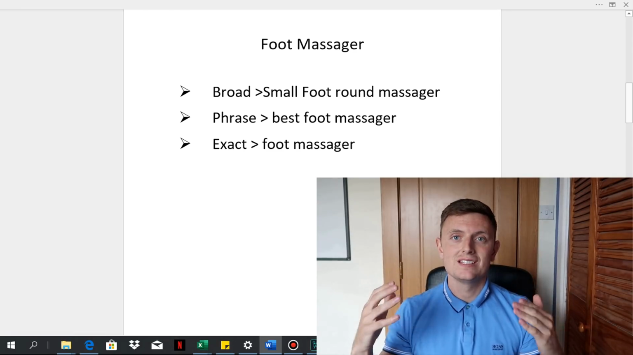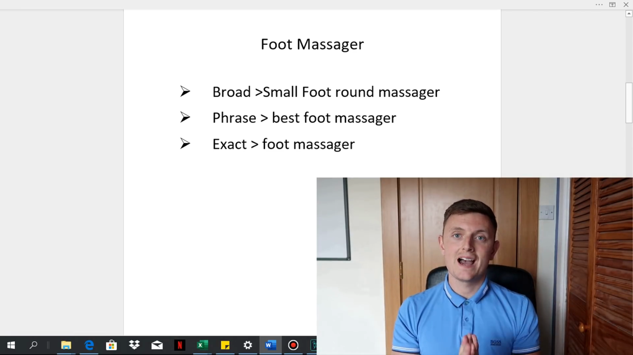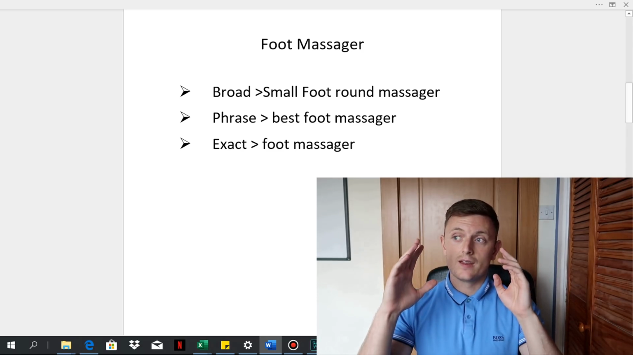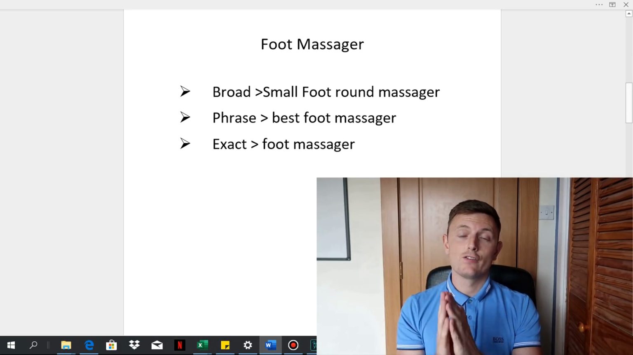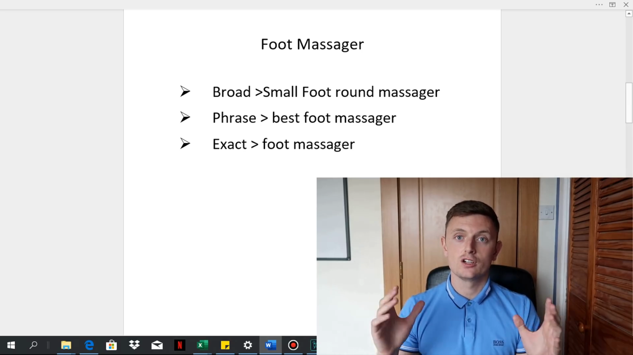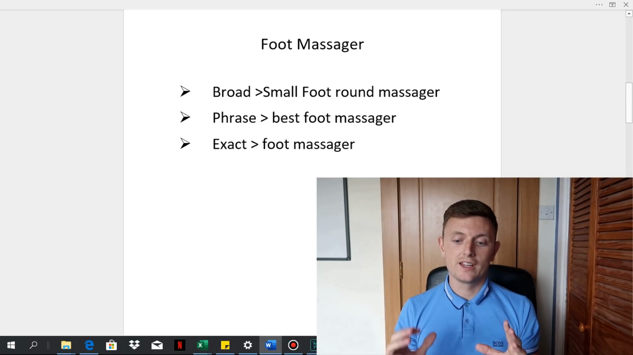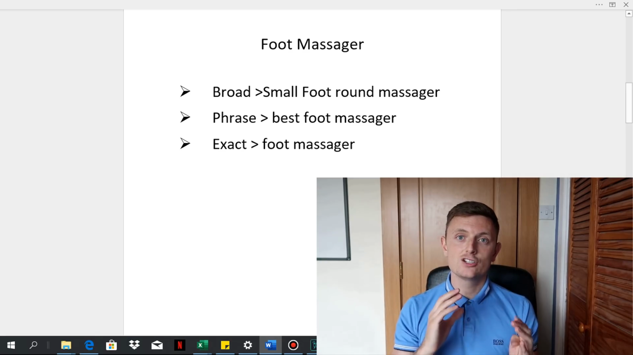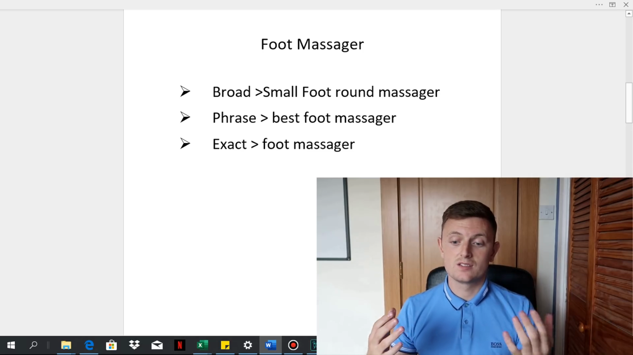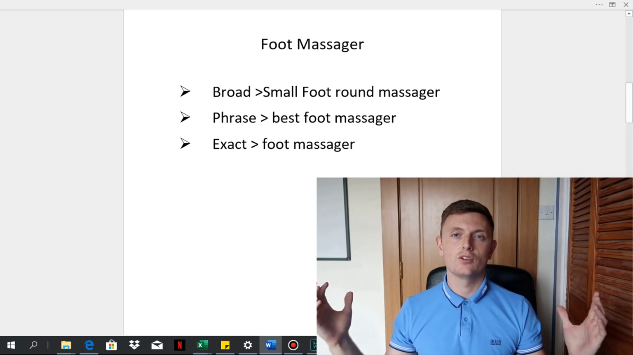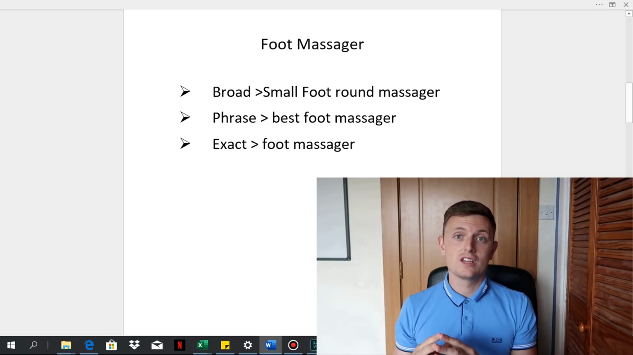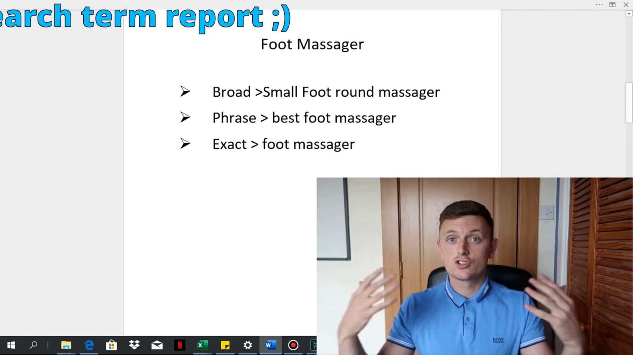Okay, so exact match is obviously the exact keyword. Nothing can be added or taken away or put in between, okay? So phrase match usually means that the phrase or the keyword can have a word after or before it, okay? So it can be best foot massager 2019, something like that, okay? But say for broad match, they can literally take the words apart and put words in between. So it could be like best small foot round massager 2018, okay? And they can even make it very irrelevant sometimes, but you will find a lot of keywords in your broad match that you can also rank for.